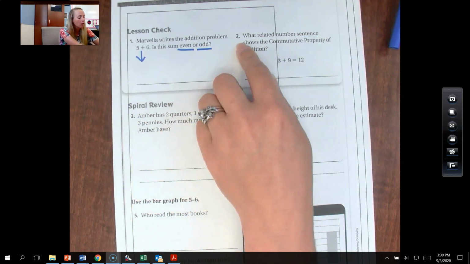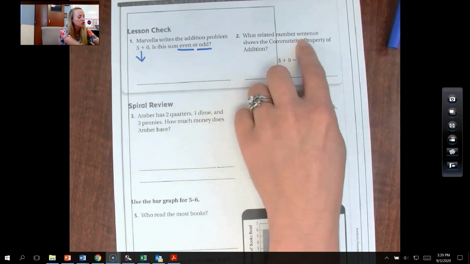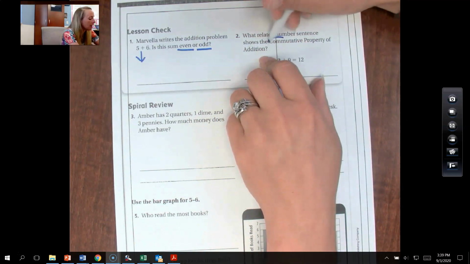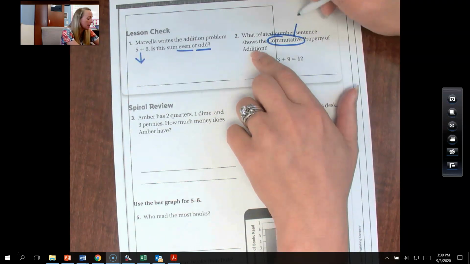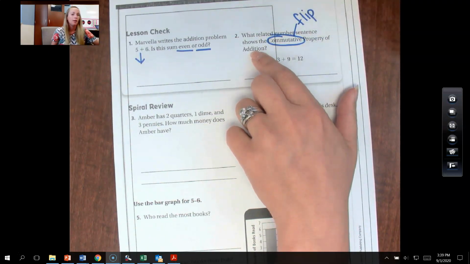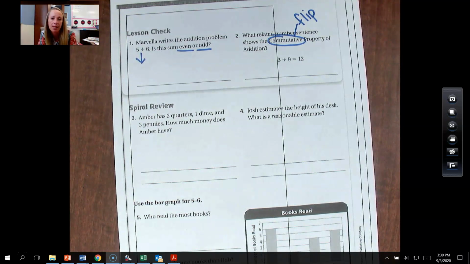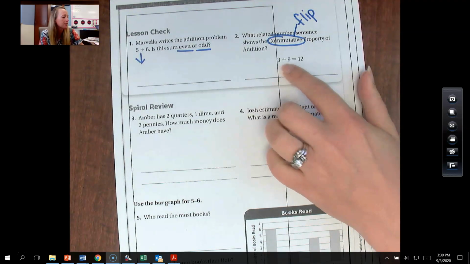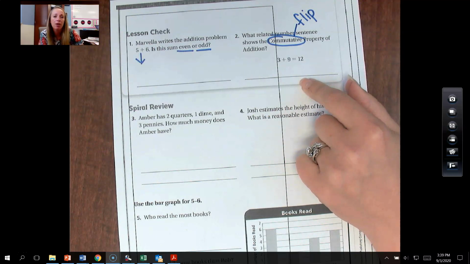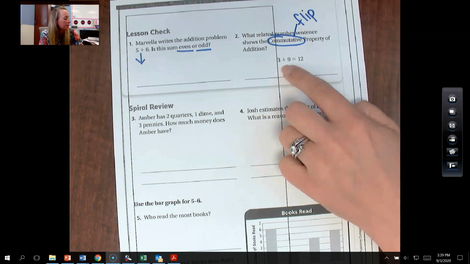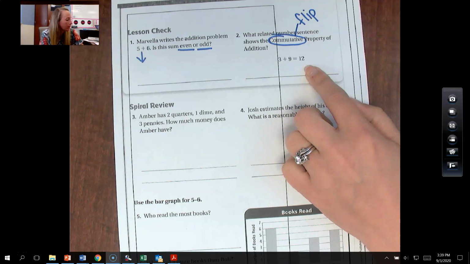Number 2. What related number sentence shows the commutative property of addition? Commutative means flip-flop. Everybody write notes that commutative means flip-flop. They have given you that 3 plus 9 is 12. On the line, you need to show me the commutative property, or flip-flop, of 3 plus 9 is 12.